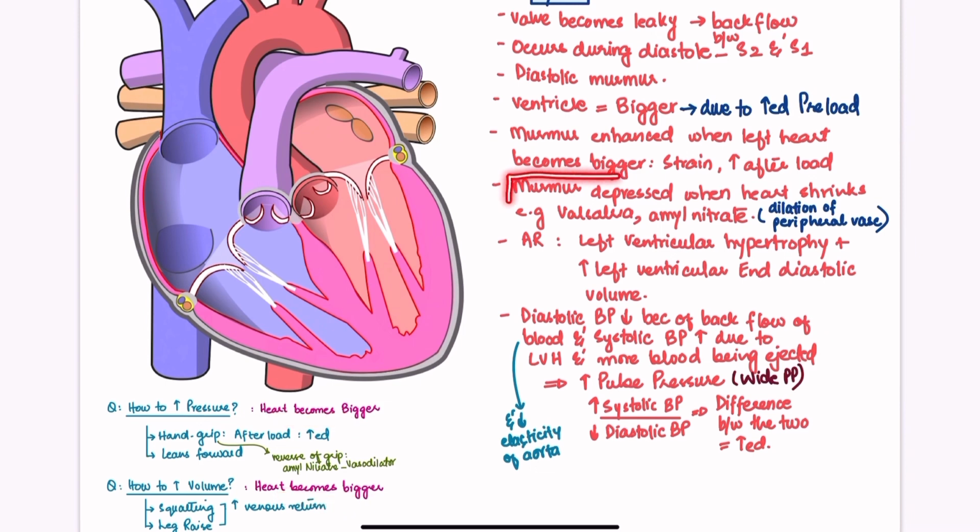There are also some maneuvers that can cause the heart to shrink and the murmur to depress. These maneuvers are Valsalva maneuver and giving the patient amyl nitrate, which will dilate the peripheral vessels and in turn cause the heart to shrink.